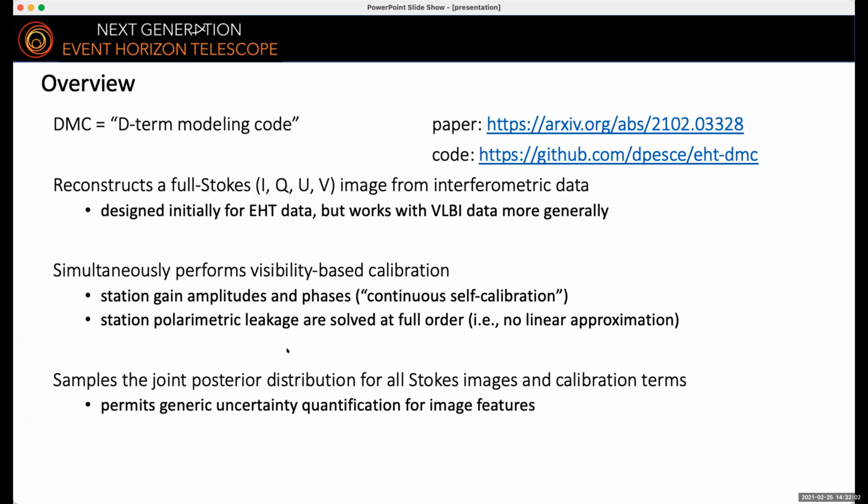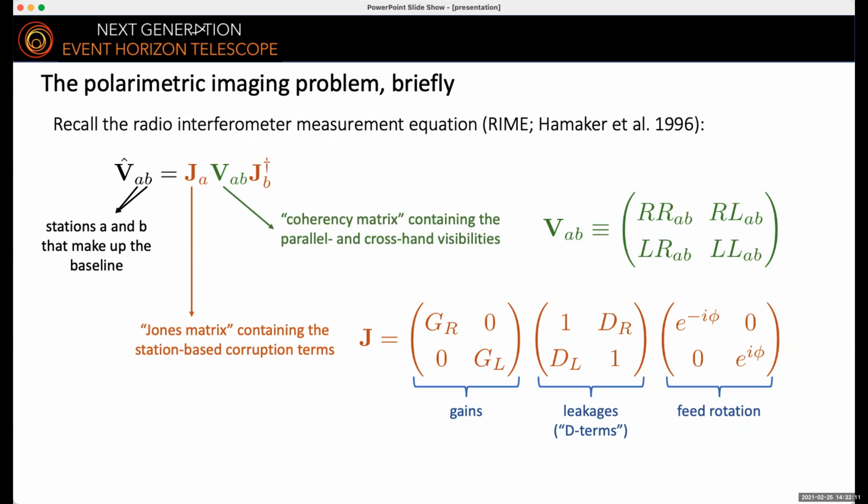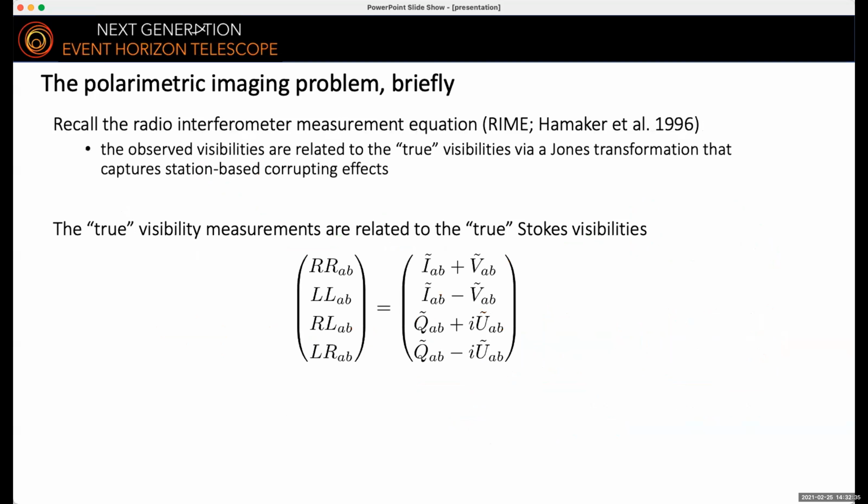I'll start just by very quickly reviewing the imaging problem that we're trying to tackle. As I think we're all aware, the complex visibilities that we measure, which fall on the left-hand side of this equation here, aren't the perfect Fourier quantities that we'd like them to be, because they've been corrupted by a variety of effects that are captured here using a Jones matrix denoted by J. The Jones matrix can in principle contain any station-based linear corrupting effects, but in practice, we tend to be most interested in calibrating out the complex gains and the polarization leakage terms.